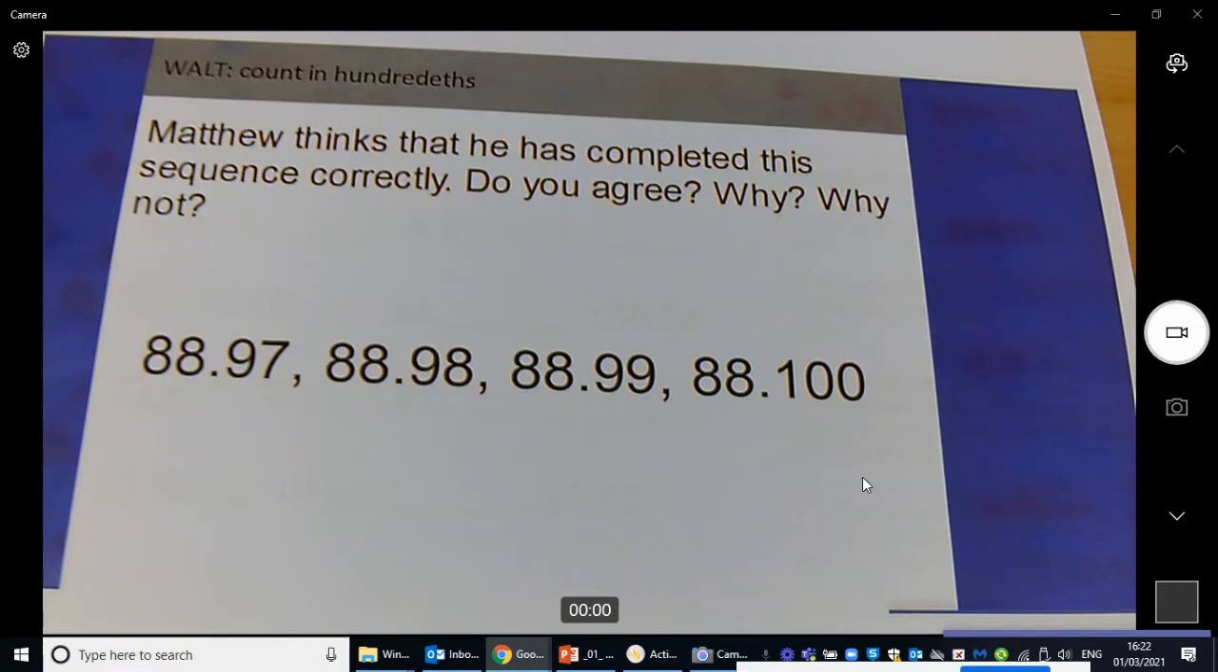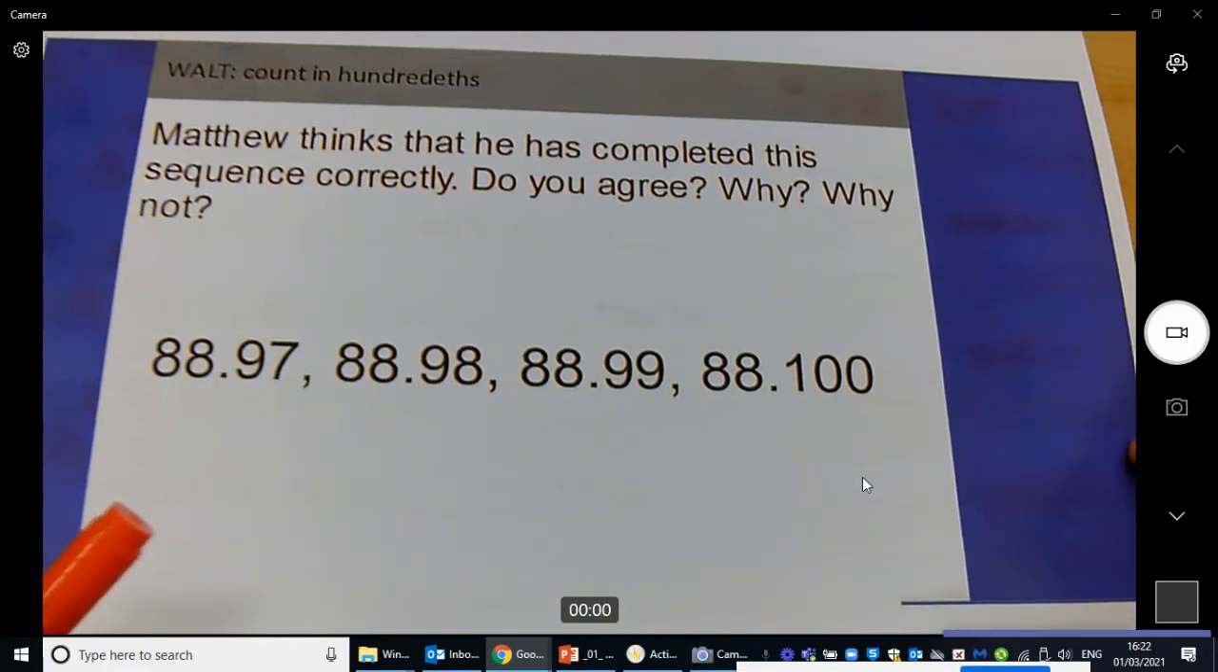I'm going to have a little read of this question. What do you think? Matthew thinks he has completed this sequence correctly. Do you agree? Why or why not? So pause the video now. What do you reckon?